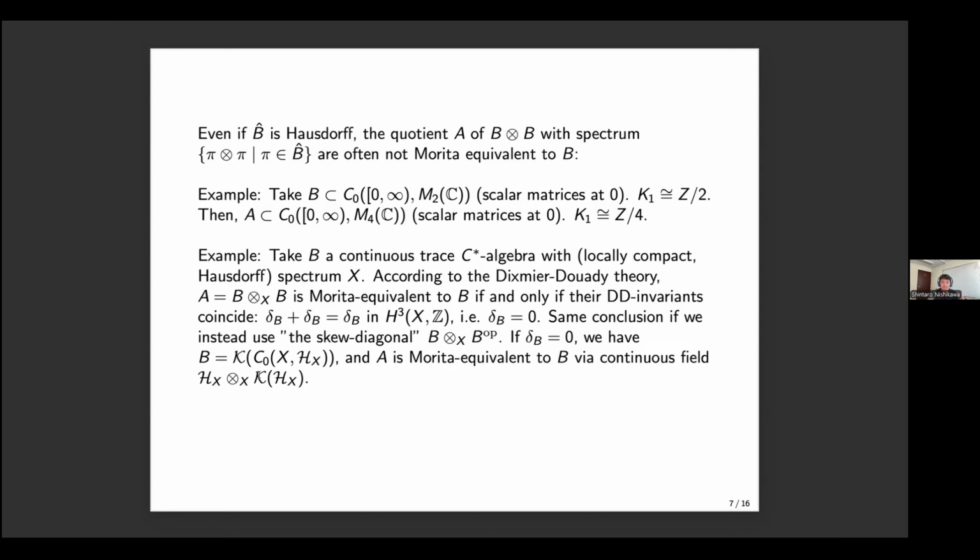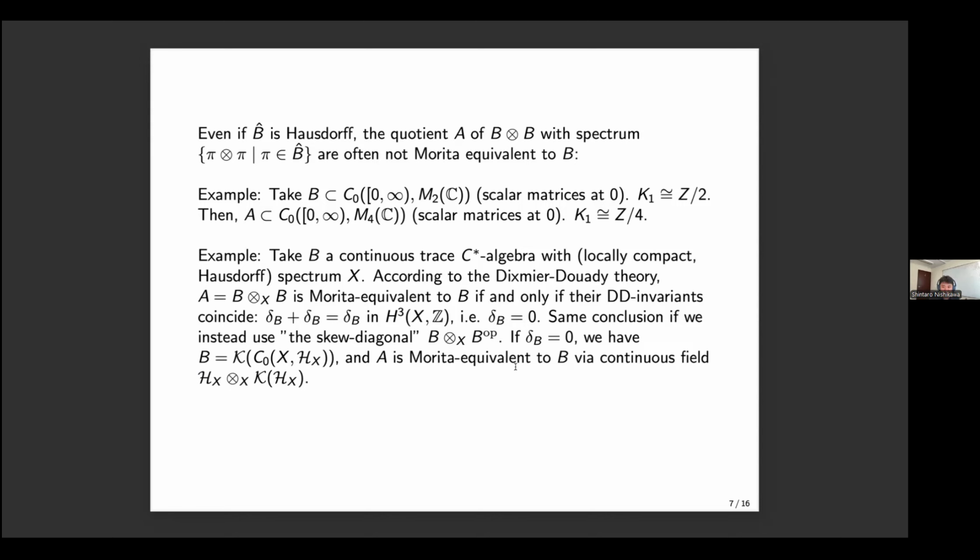So if you take a tensor product over X, this is Morita equivalent to B. It follows from this theorem, but you can also directly look at this continuous field Morita equivalence. So it tells you that whatever the reduced group C stars of linear connected real reductive Lie groups were, this is more close to this situation.